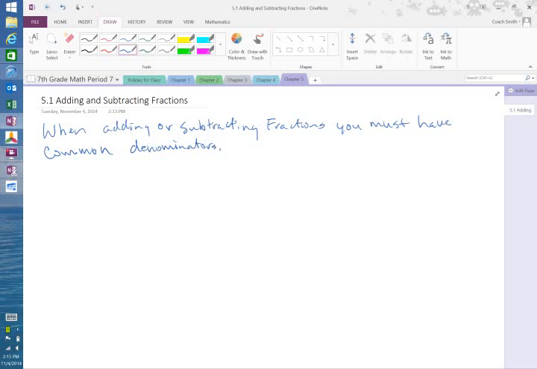Subtracting fractions. When we're adding and subtracting fractions, you must have common denominators. Let's remember, when we have a fraction, the numerator is on top, the denominator is on bottom. So if I had 3/4, the numerator is equal to 3, and the denominator is equal to what? 4.